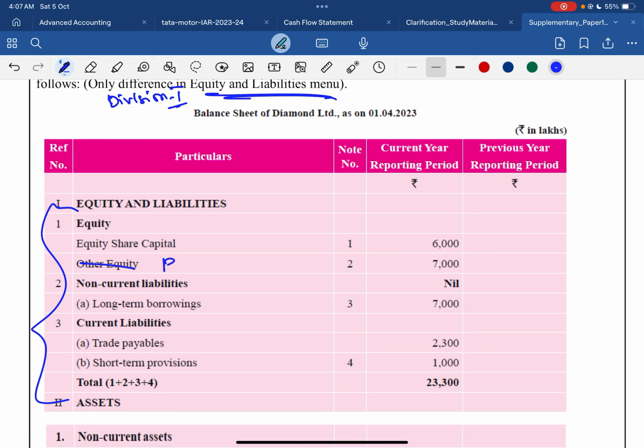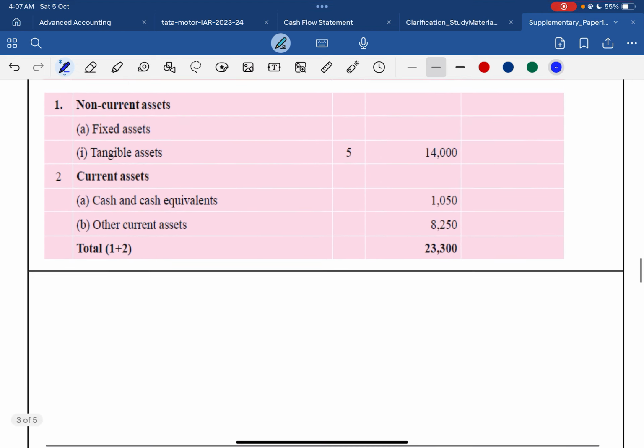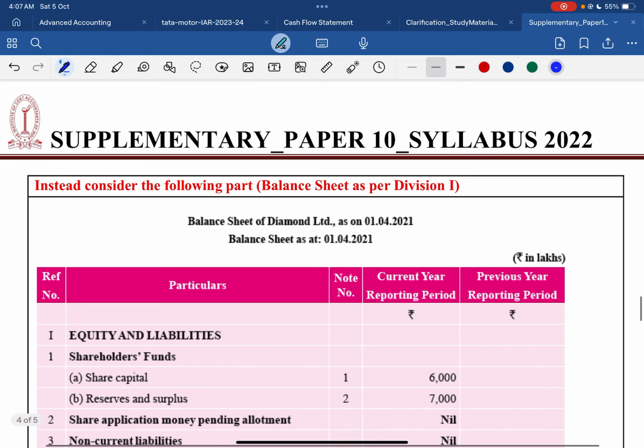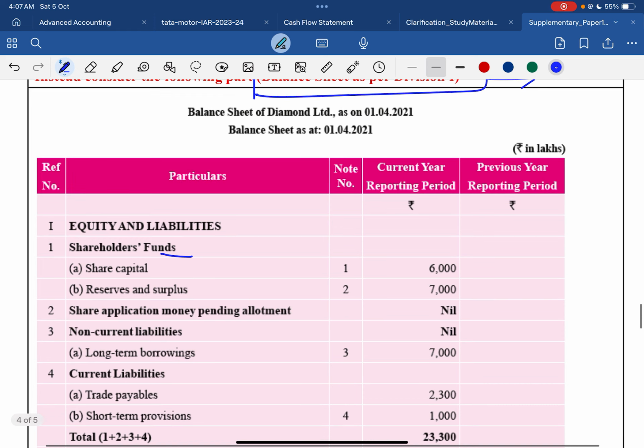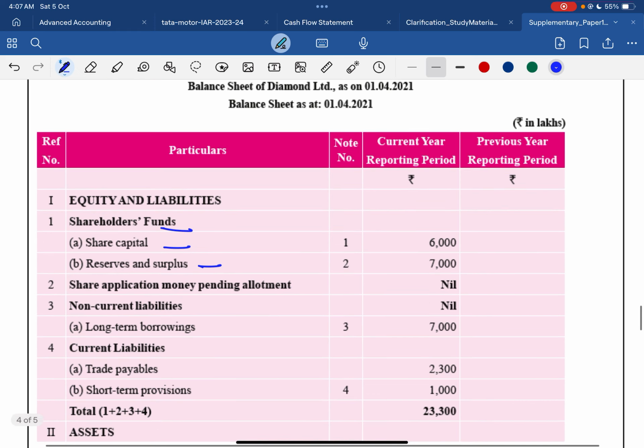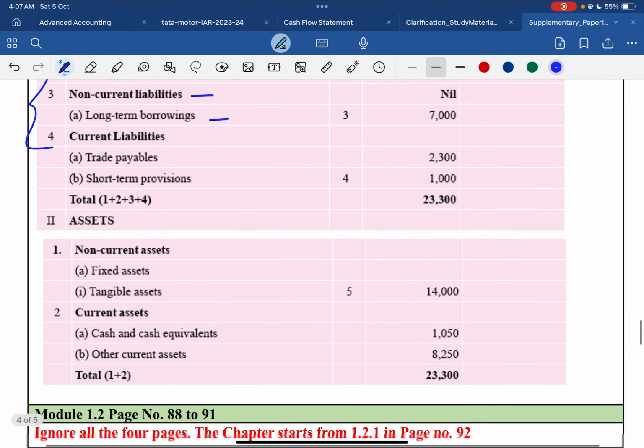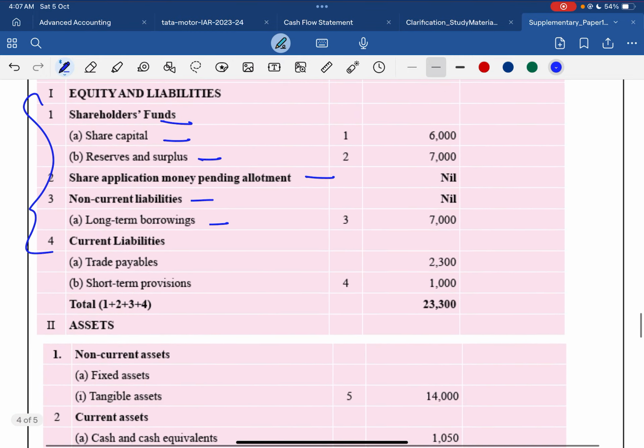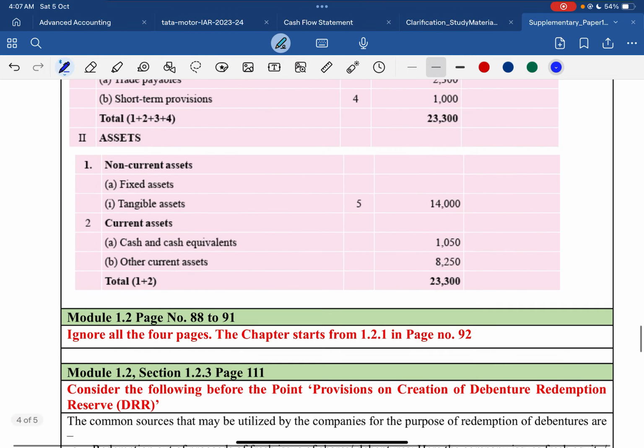Instead of other equity, you should write reserves and surplus. Instead of equity, you should write shareholders' fund. That's what they have done, so change this as per the Division 1 question. Shareholders' fund, share capital, reserves and surplus, share application money pending allotment, non-current liability. This is the only change they have done. Next, keep this or change that heading itself.